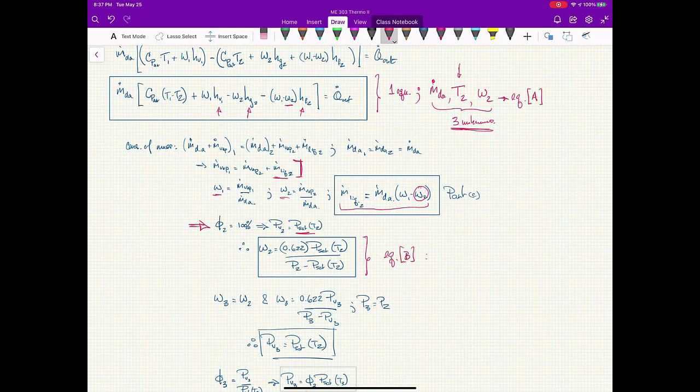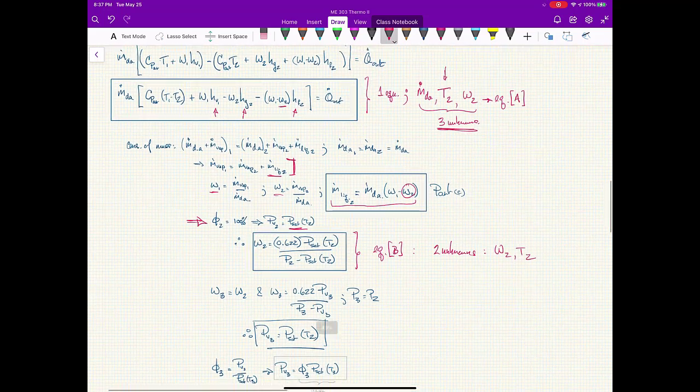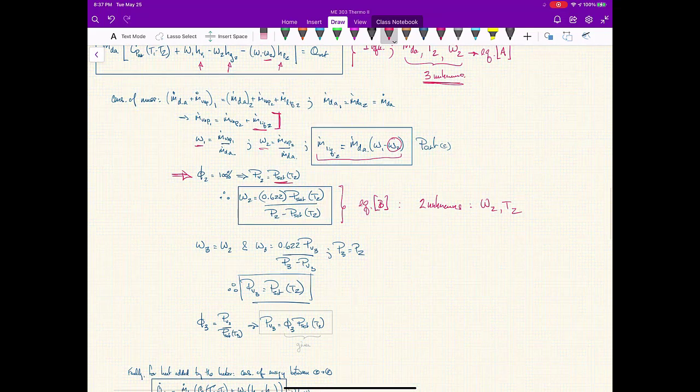And again here what I've got is 2 unknowns, which are omega 2 and T2. So I'm making some progress here. I now have 2 equations and 3 unknowns, omega 2, T2, and m dot A. So moving right along. The rest is where some of you got tripped up, I think, is, well, how do I get my third equation in order to solve this without introducing a whole bunch of different variables?